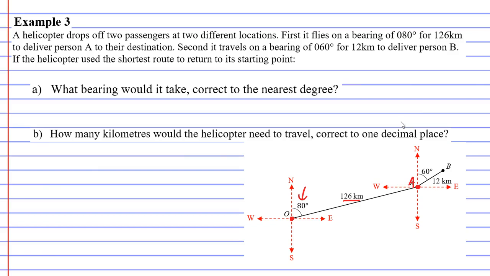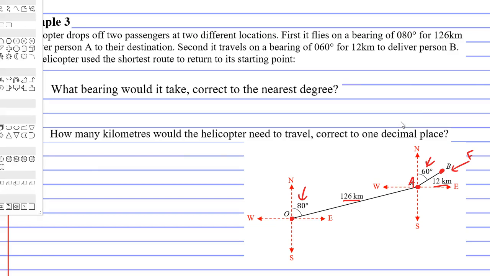Second, it travels on a bearing of 60 degrees. Here's the next bearing for 12 kilometers to deliver person B. So this is where the helicopter basically finishes its trip. But after it finishes its trip, it wants to get back to the starting point, and this question is all about finding the shortest route back to its starting point.